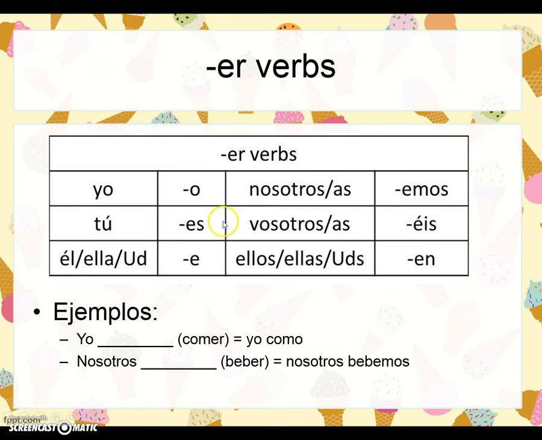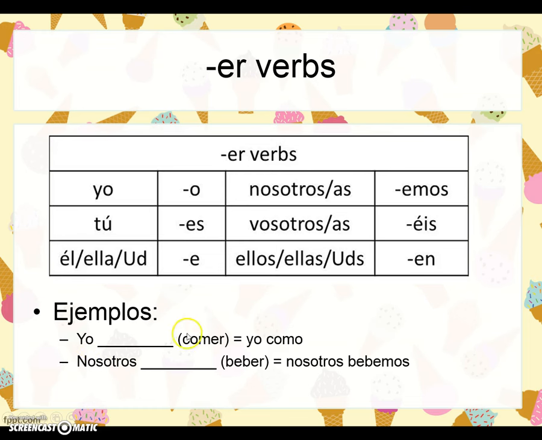Okay? So you can see that the only thing that changes from the AR verbs to the ER verbs is where the A was previously, all we have now is an E. Okay? So here we have some examples.